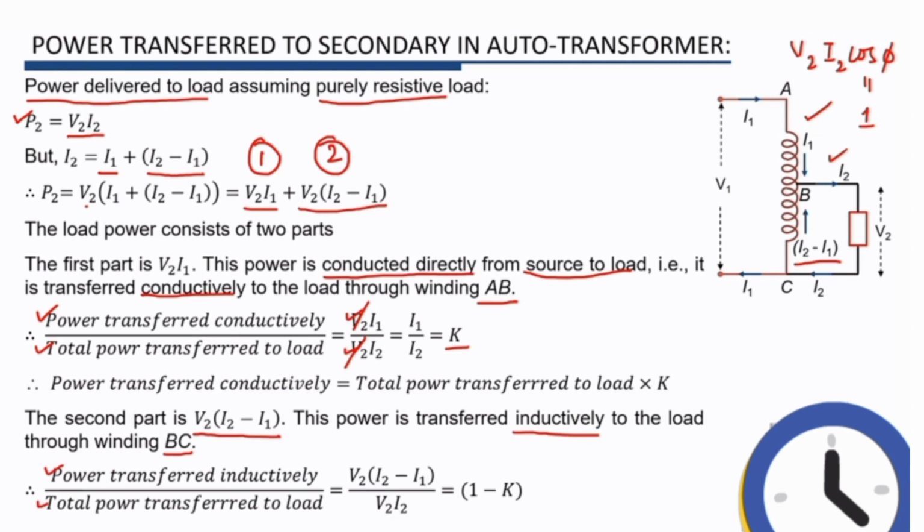So similarly, we are applying the power factor on BC winding divided by the power transferred to the load. After solving this condition, we get the answer 1 minus K. By the way, let's see how the step up auto transformer works.